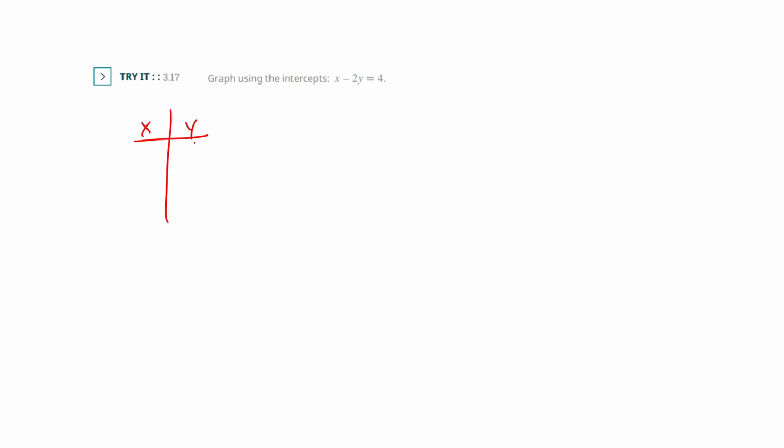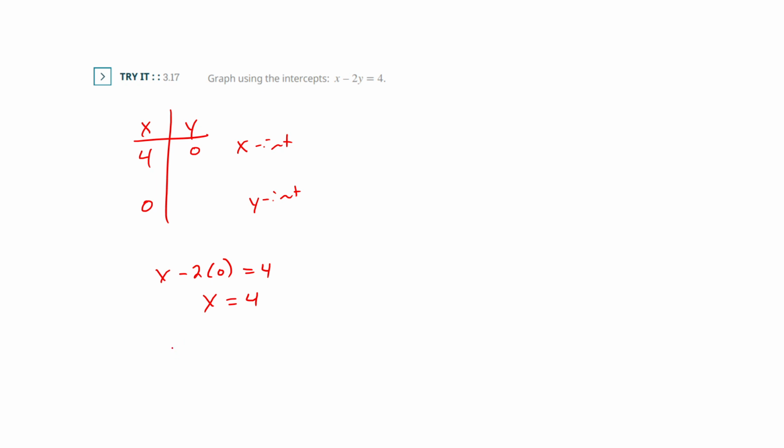All right, so let me do x-intercept and y-intercept. The x-intercept happens when y is 0. The y-intercept happens when x is 0. So let's fill in our chart here. I'm going to do the top one first. So x minus 2 times 0 equals 4. It's going to drop out. X is 4.